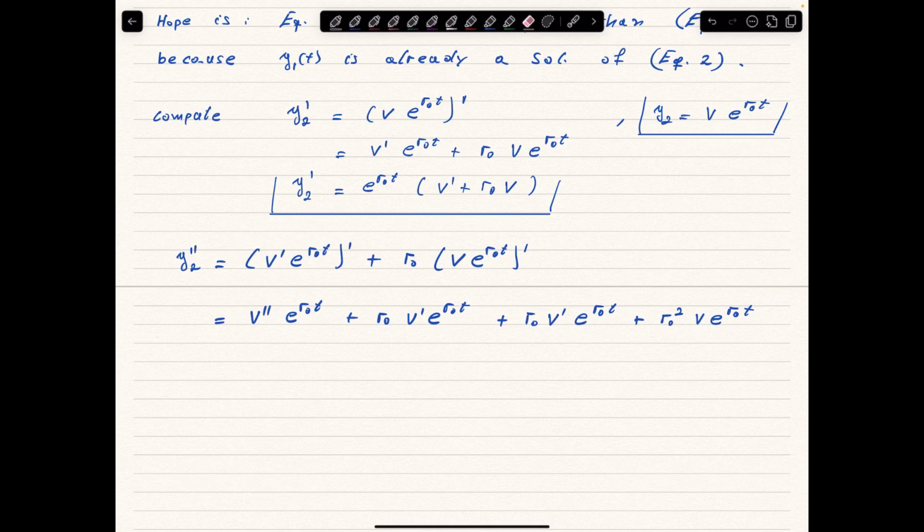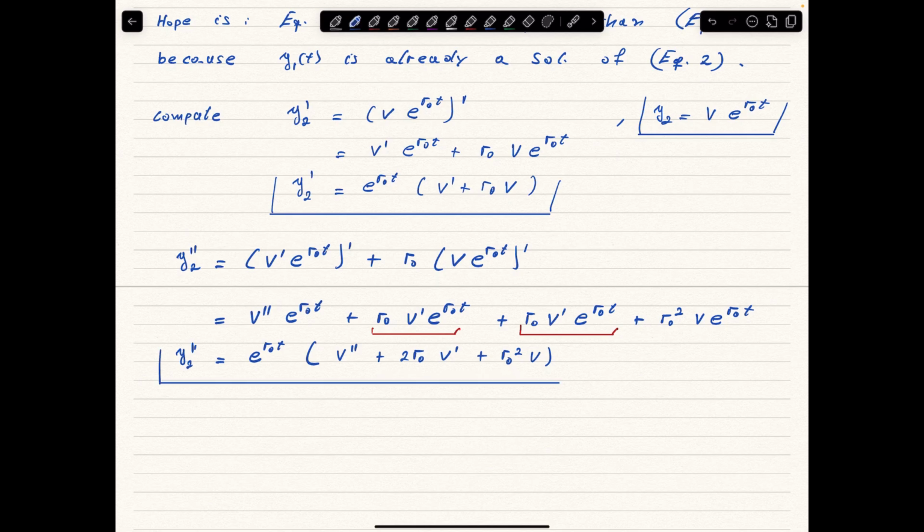Complicated, but not that much, because we can pull the common factor exponential r0t, and notice that this term here is exactly the same as this term here, so we can pull a 2. So we have v double prime, then we have 2 r0 v prime, and then we have r0 squared v. So this is our second derivative.